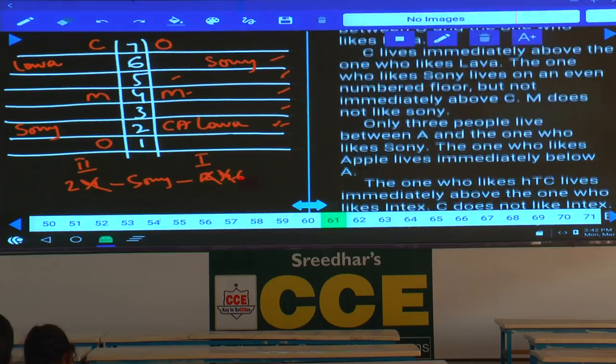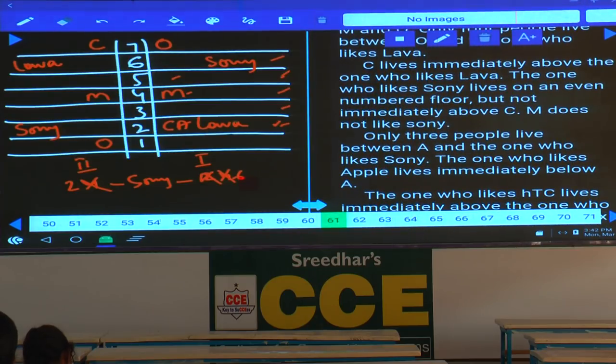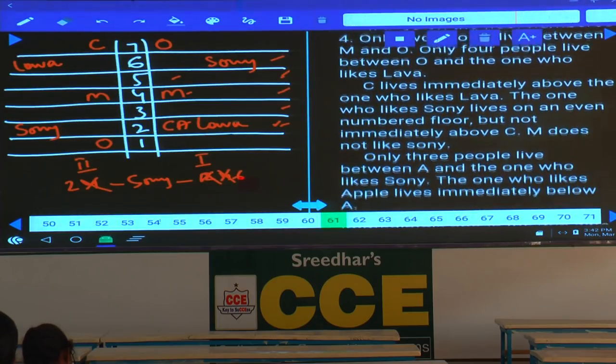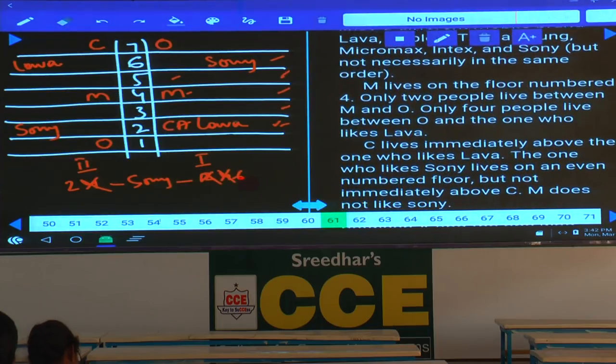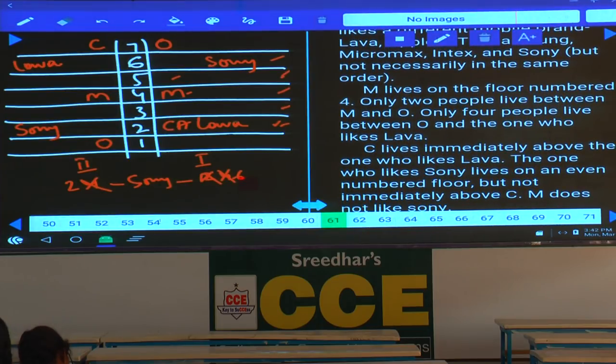And immediately above. M does not like Sony. First statement. Now, M lives on floor number 4. Two people between M and O. And C lives immediately above the one who likes lava. Hence, C must be at this point.